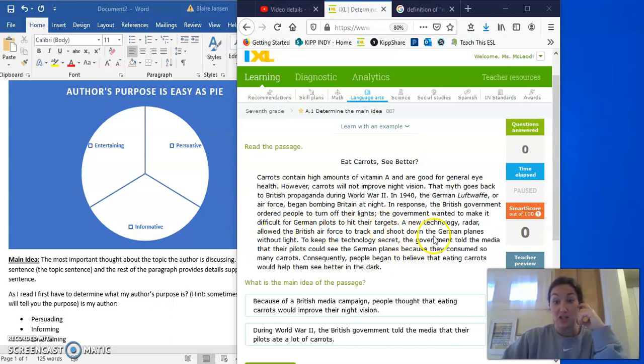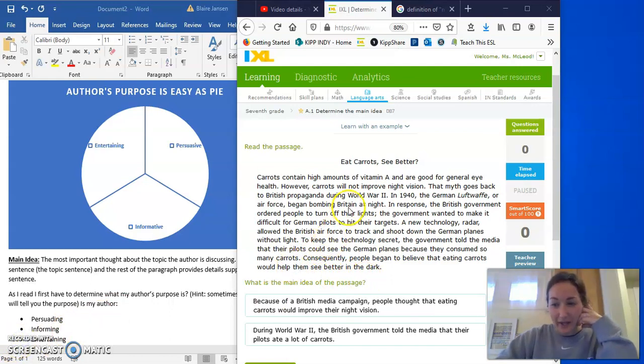A new technology, radar, allowed the British Air Force to track and shoot down the German planes without light. To keep the technology secret, the government told the media that their pilots could see the German planes because they consumed so many carrots. Consequently, people began to believe that eating carrots would help them see better in the dark.